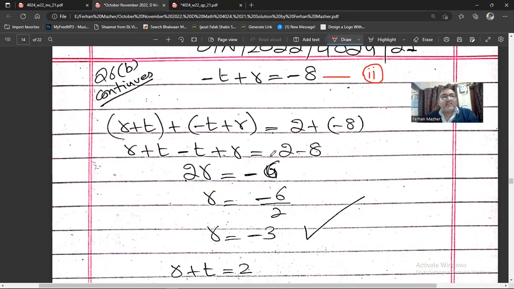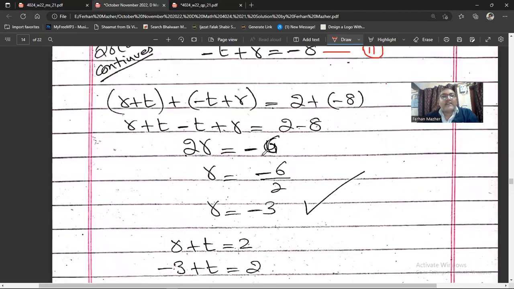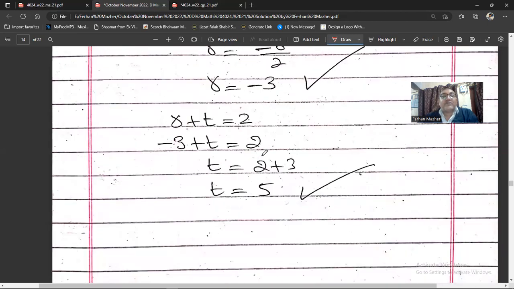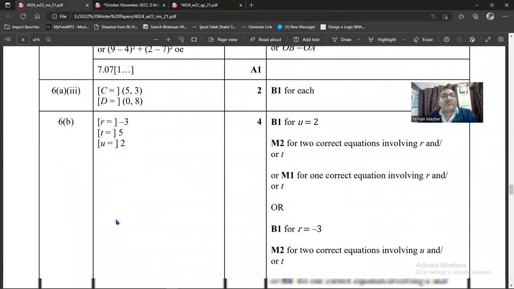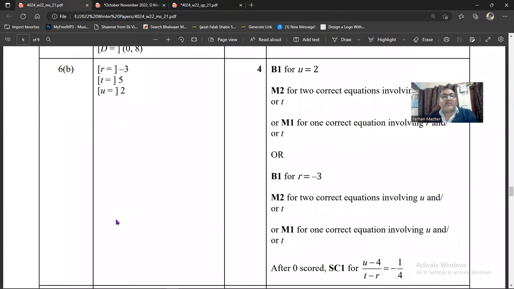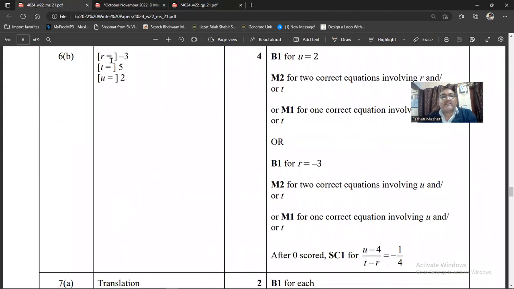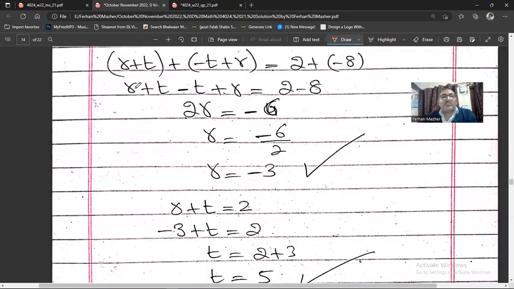The answer is right. Now, I will take my first equation, that was R plus T equals 2. In the place of R, I will put minus 3. So minus 3 plus T equals 2. So T will be equal to 2 plus 3, and T will be equal to 5. So the value of T will be 5. So our answers are right. And this is the marking scheme. And this is how this is done.